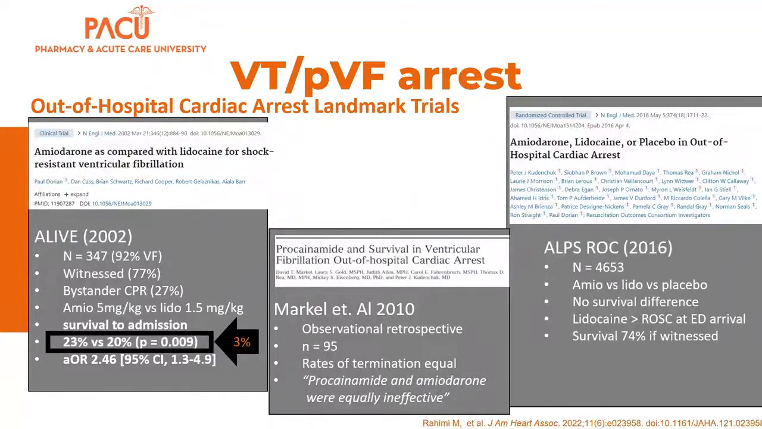Lastly, our big landmark trial that was published in 2016 was the ALPS trial, amio versus lidocaine versus placebo. No survival difference was shown, which was their primary outcome. Lidocaine, however, did show a small signal of improvement with increased ROSC at ED arrival. We'll dive into the ALPS trial a little bit more here.